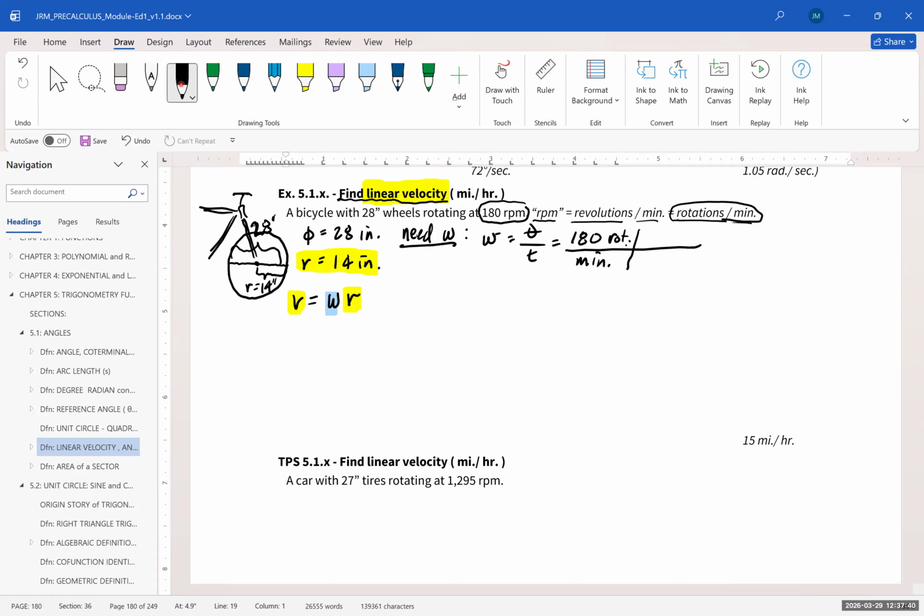Well, in order to have angular velocity, it needs to be in units of radians per unit time, or radians per minute. So we need radians to be up here in the numerator. So what we could do is put 2 pi radians. And what does 2 pi radians represent? 2 pi radians represents 1 rotation.